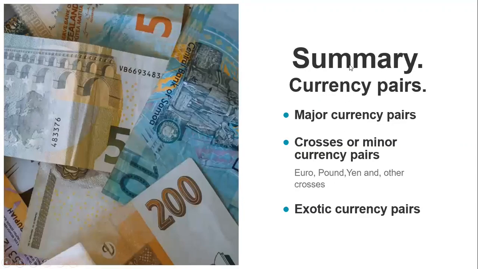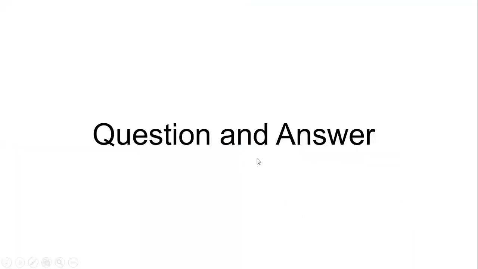So I think we've covered it. We've covered the major pairs, the crosses or minor pairs, and the exotic currency pairs. We've covered all three of them. You can always watch the video again, and it's all there for you. You can rewind and rewind all you want until you fully comprehend.